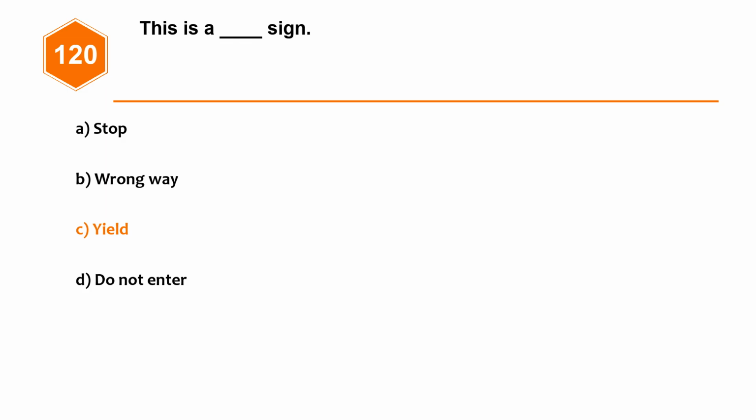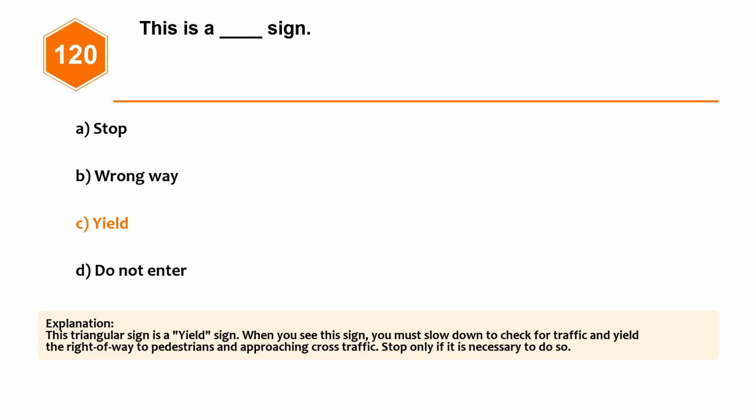The correct answer is option C. Yield. Explanation. This triangular sign is a yield sign. When you see this sign, you must slow down to check for traffic and yield the right-of-way to pedestrians and approaching cross-traffic. Stop only if it is necessary to do so.